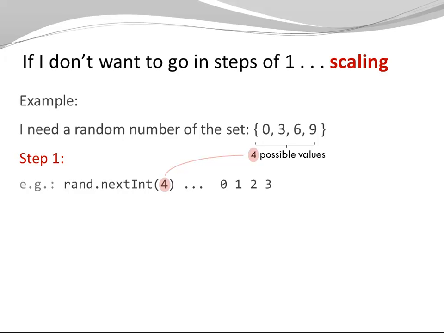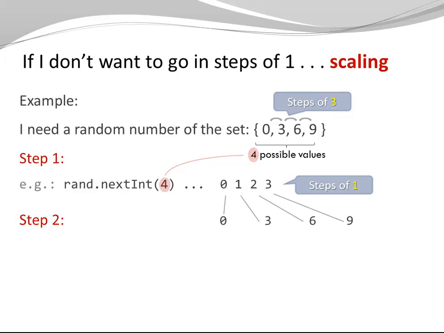At this point, I have the right amount of possible values, but I have a different step size. I want a step size of 3, I have a step size of 1. So my algorithm needs a second step. I still have to come up with a transformation that changes the values returned by nextInt and returns elements from my desired set. So here I'm going to map 0, 1, 2, 3 to 0, 3, 6, and 9. I can do that by multiplying the original values with 3. So for example, 0 times 3 is 0, 1 times 3 is 3, 2 times 3 is 6, 3 times 3 is 9.